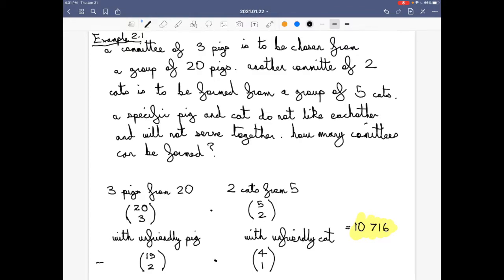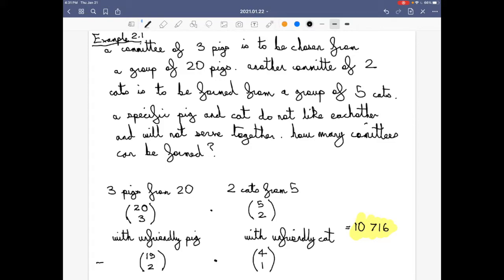And then the principle of successive experiments tells us that to do the pig choice and then the cat choice, we multiply them. So before we look at this particular unfriendly relationship between a specific pig and cat, there's 20 choose 3 times 5 choose 2 committees that you could possibly form. But now we need to take into account this issue it describes, where a specific pig and cat have some kind of tremendous hatred for each other and refuse to serve. So how many committees are excluded by their bad relationship?